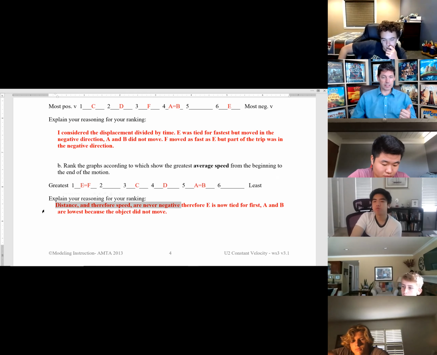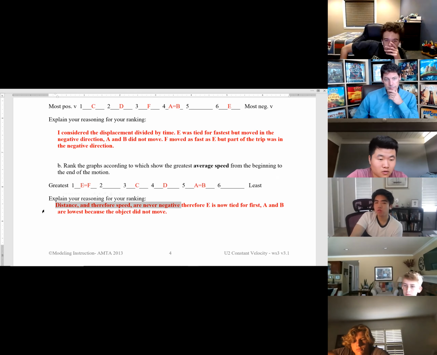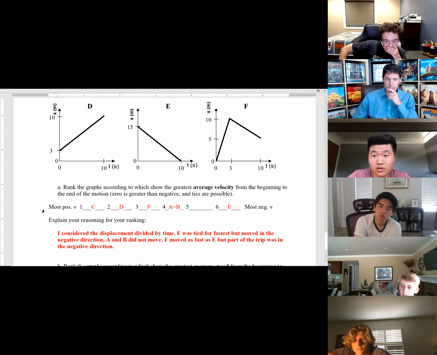Questions about this page? Just to clarify, for graph F, is it 1.5, the average speed? Okay. Yes. Anything else you want to ask about?